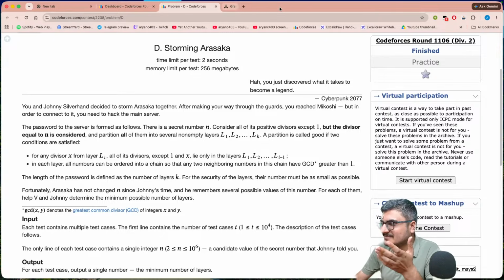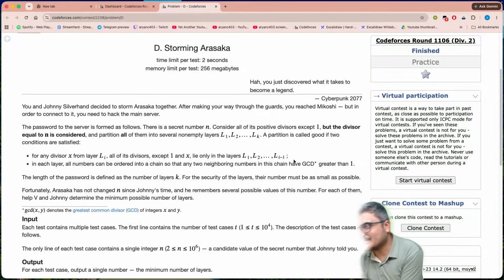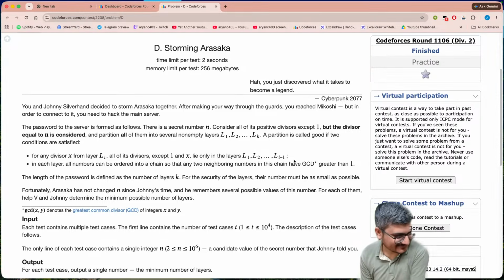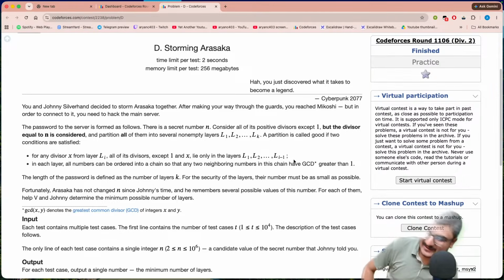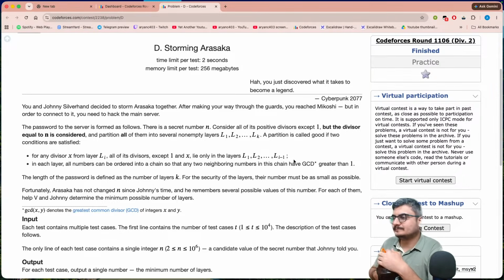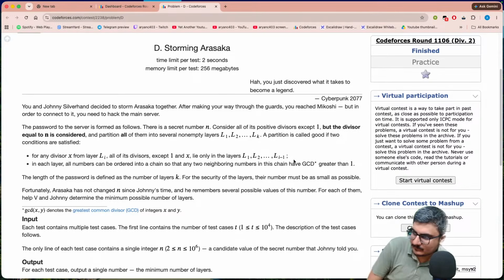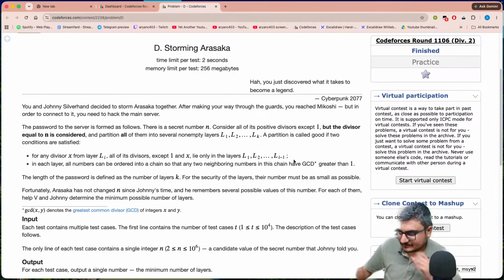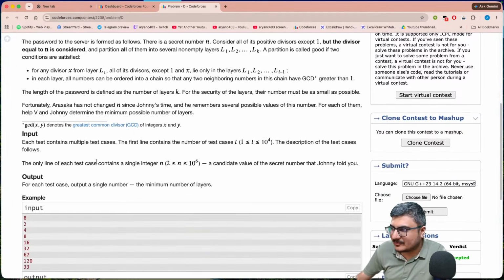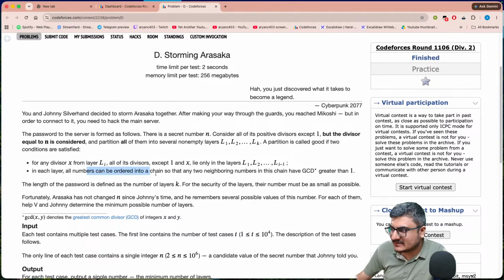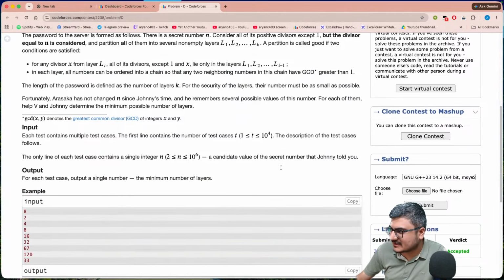Actually, again, for D, I tried to guess something and that actually worked. So I did not bother proving it in the contest. But now let's see if we can prove something. Actually, one more thing is it doesn't really say what this chain etc. is.